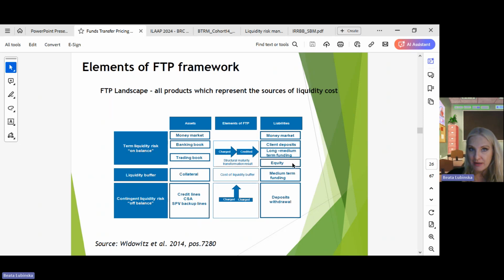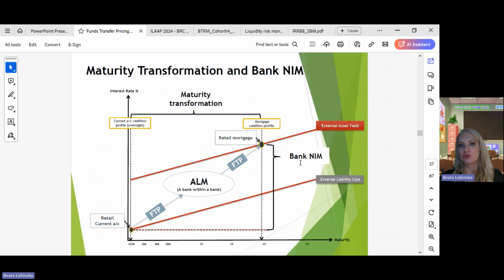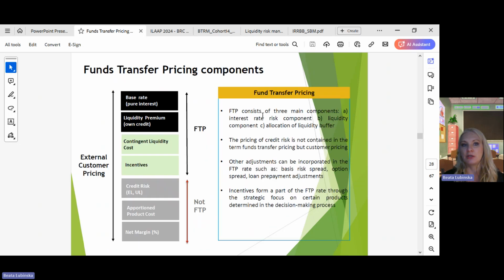The second element of the FTP framework is the FTP methodology. And by methodology, we consider all allocation, how we construct the FTP rate. So what building blocks are there? And I'm going to show you those building blocks. Do we have an additional premium allocated to this particular product?